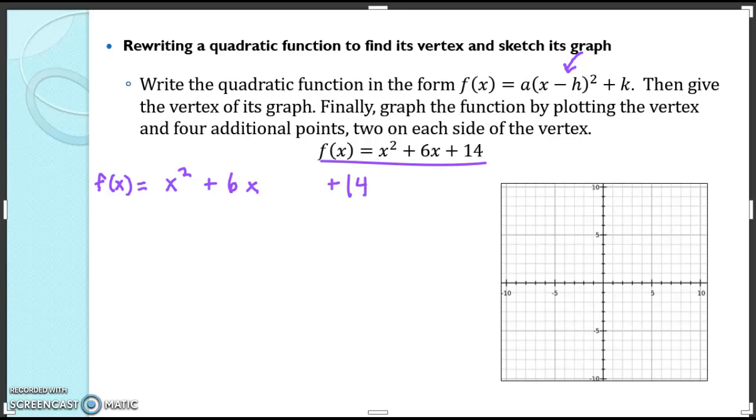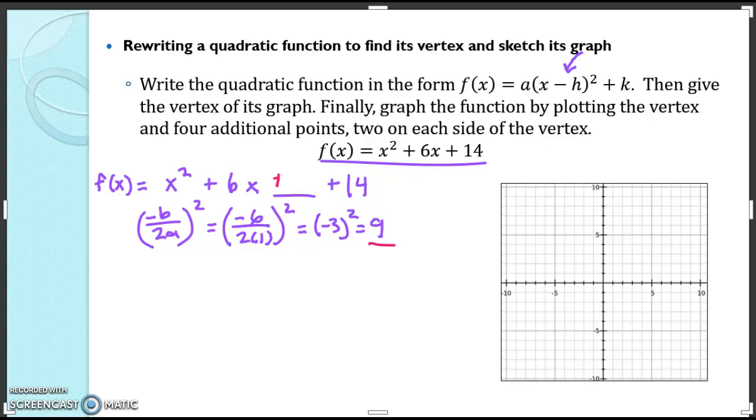Now remember, how do we find what we're going to add? Well, we take negative b. Let me go ahead and write this over here. Negative b over 2a, and then we square that, and that's what we're going to add. So for this quadratic function, that's going to be negative 6 over 2 times 1 squared, which ends up being negative 3 squared, which equals 9. So to this I'm going to add 9.